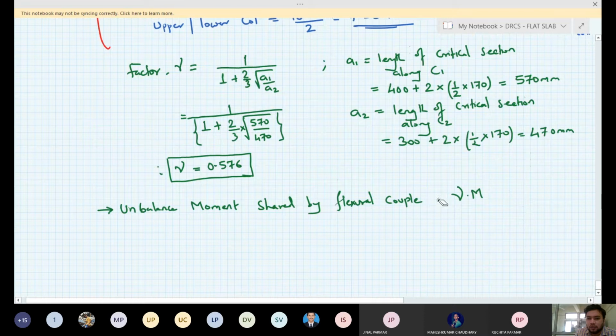So this is your M, unbalanced moment carried by the flexural couple, that is bending. So this can be written as 0.576 into 15.05. Okay, so how much is this value?